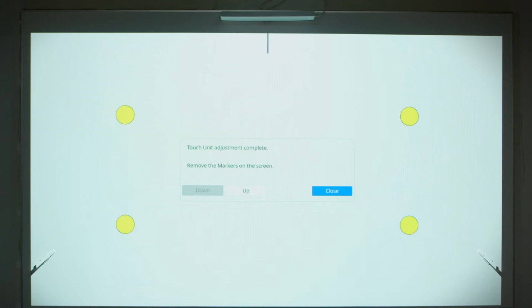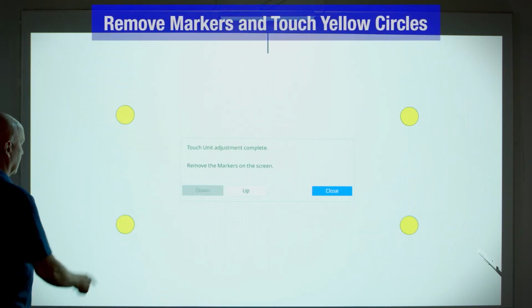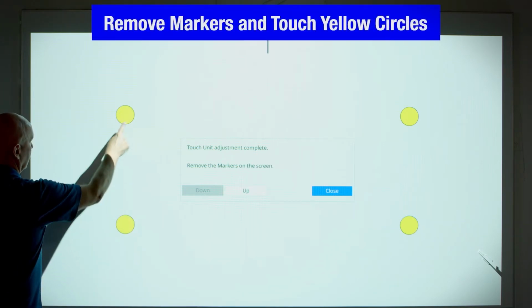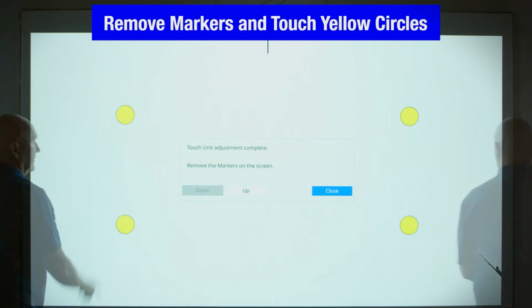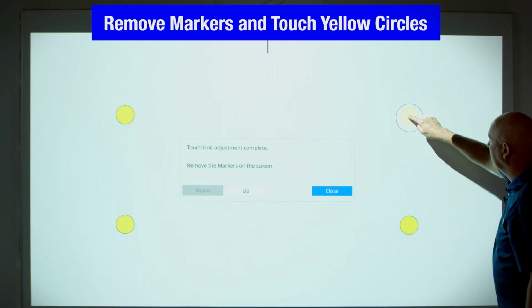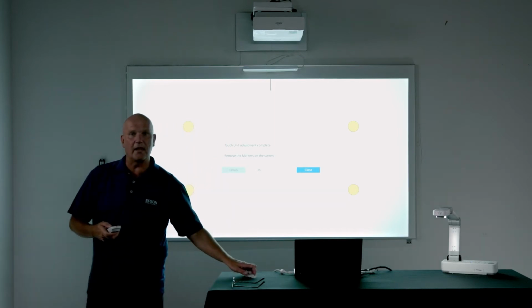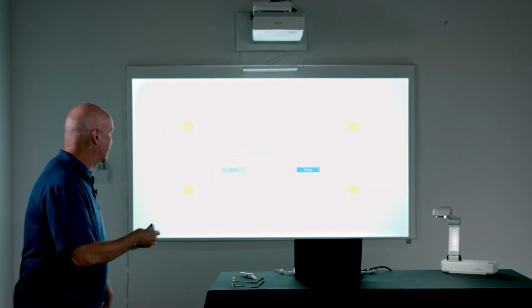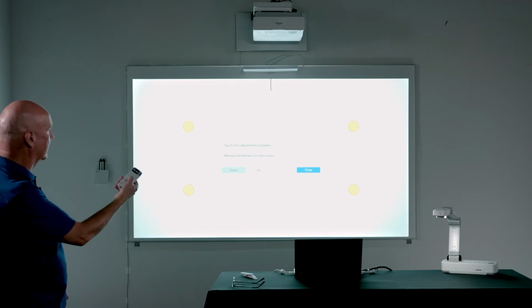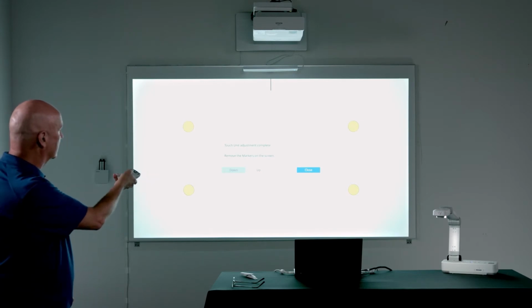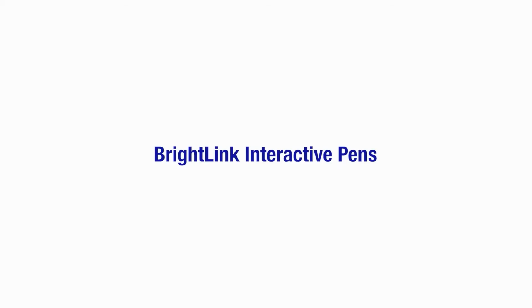Once the calibration is completed, remove the markers and then touch the yellow circles on the board to check for accuracy. So I'll remove the markers and touch these yellow circles, and as I touch them, you see a highlighted circle appear around them. With this, the touch calibration is completed, and we're going to select Finish by hitting the Enter button to close the menu.